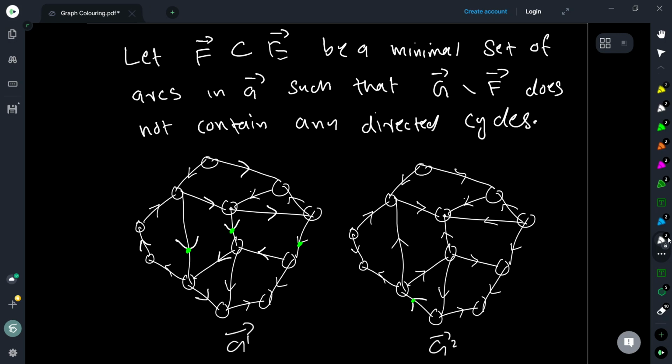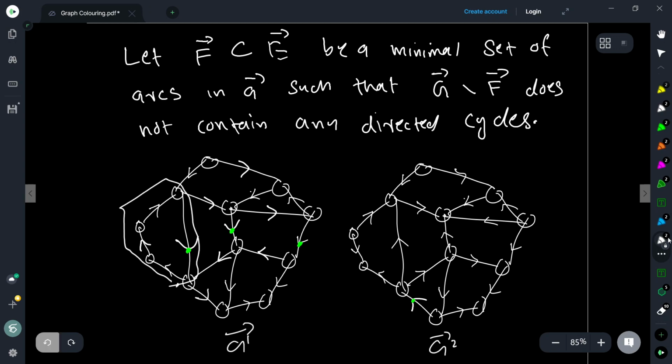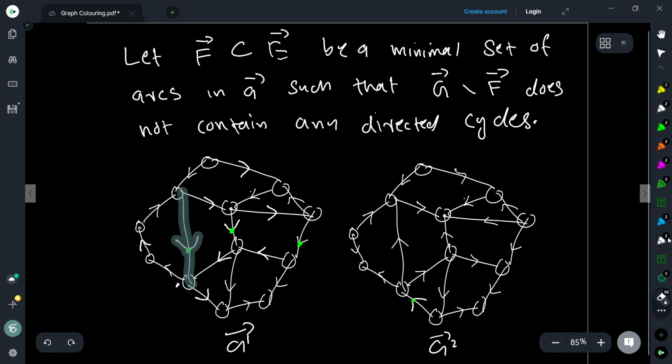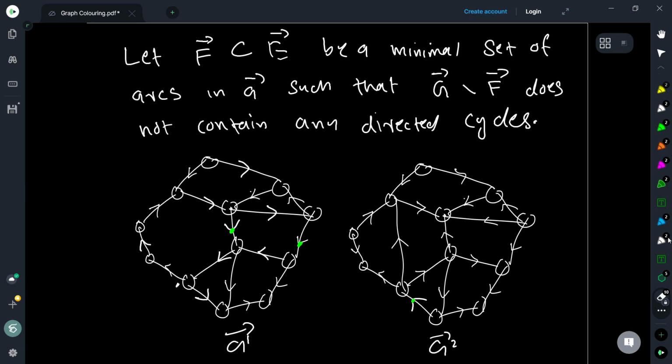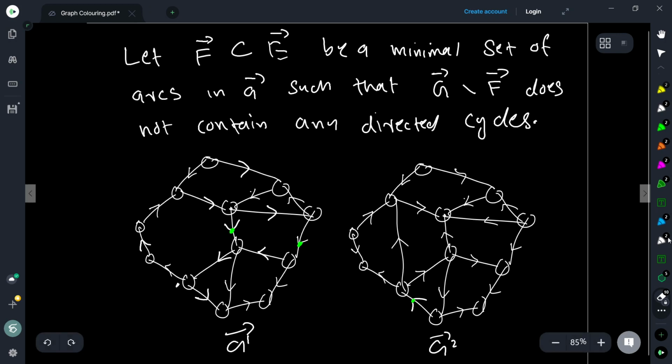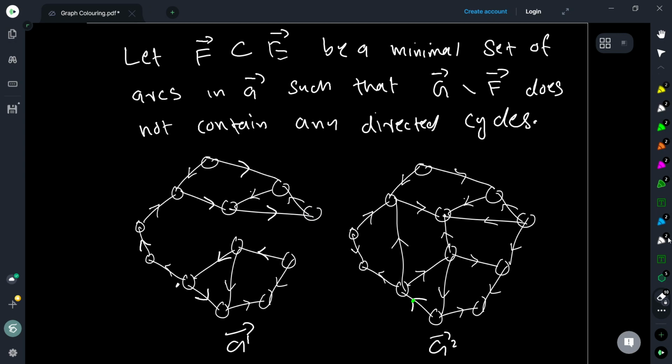Now let us look at the first orientation and see if there is any directed cycle. I see there is this directed cycle starting from this vertex, and to kill this directed cycle, I need to remove some edge. So let us say I remove this arc. I get the remaining graph. Then there is another cycle like this, so I can remove this arc, and then I still have another directed cycle, so I remove this also. Now I get a graph, and if you look around, you will see there is no directed cycle in the graph. Even though there are several cycles, there are no directed cycles.